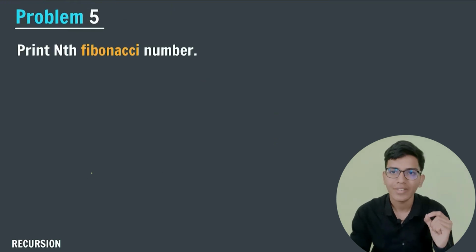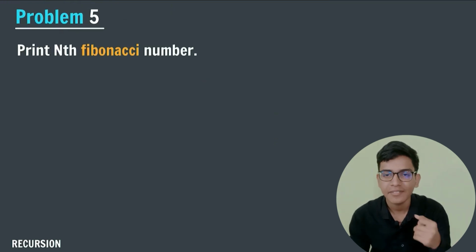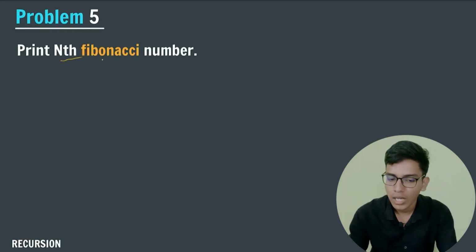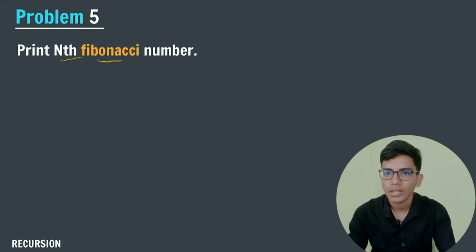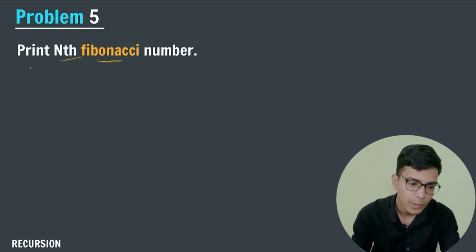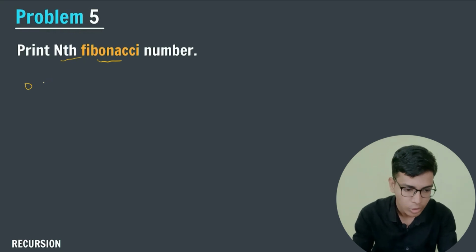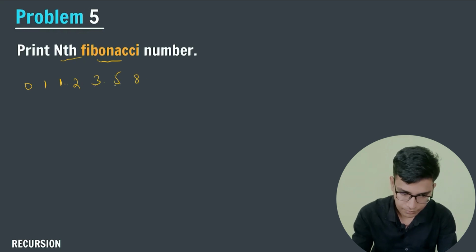Now let us talk about a very interesting and classical question: finding or printing the nth Fibonacci number. So what are Fibonacci numbers? The Fibonacci numbers look like this. Each number is the sum of the two previous numbers, and the series starts with 0, 1, and the third number is 0 plus 1, that is 1, the fourth number is 1 plus 1, 2, the fifth number is 2 plus 1, 3, then 5, 8, 13, and so on.